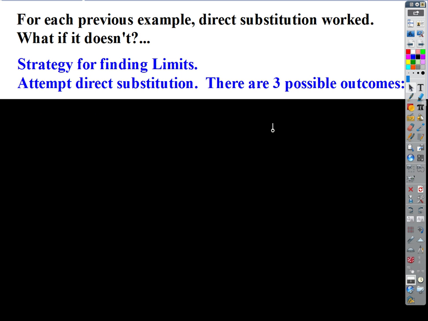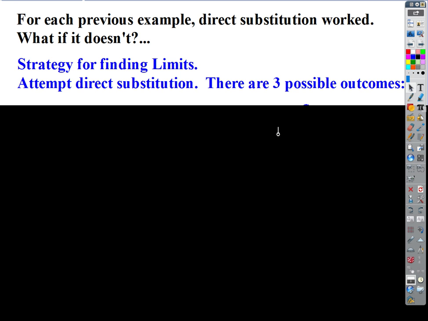Okay, so here's a strategy, and this one is not in the textbook. In fact, I've never seen this in any textbook, but this is good. So you might even want to write this one down. It'll be in my notes, but here's a good way to think about limits. A strategy for finding limits. You're always going to try direct substitution, okay? And either it's going to work or it's not.